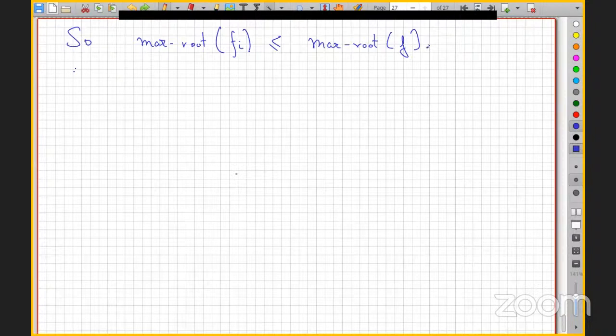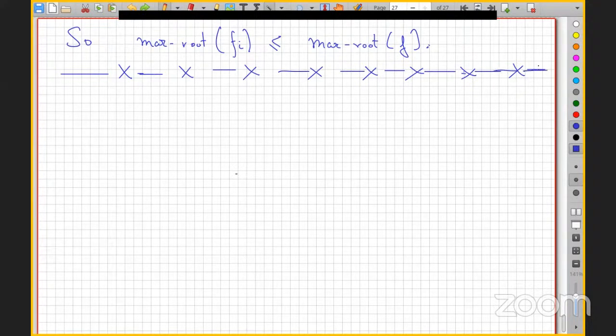But this is fine. So now the question is, how do you show that some polynomials have interlacing, and what is this interlacing thing good for, etc.? Is there any remark?